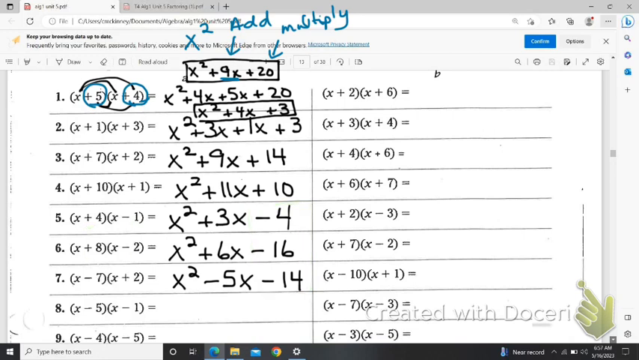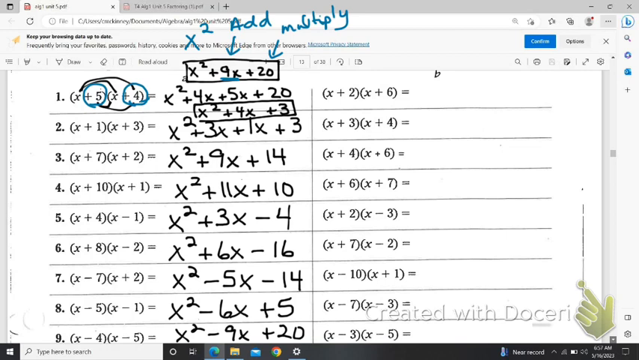All right, so for number 8, now I have x minus 5, x minus 1. So x squared, when I add negative 5 and negative 1, I get negative 6x. And when I multiply negative 5 and negative 1, I get positive 5. Okay. X squared, this would be negative 9x and positive 20.